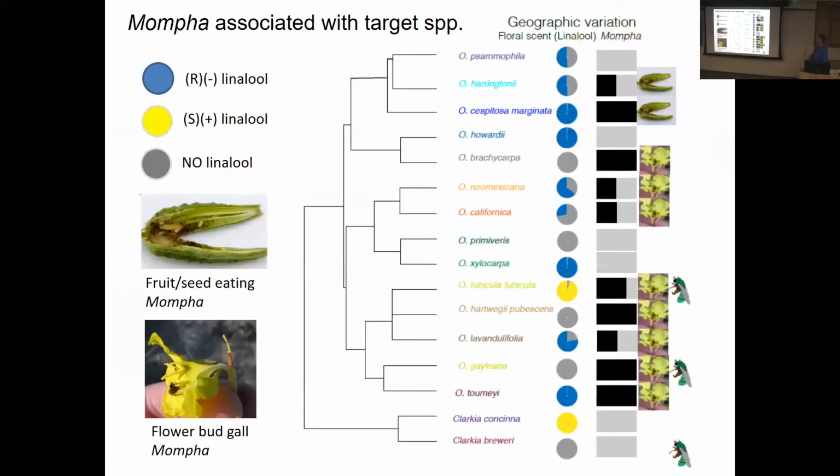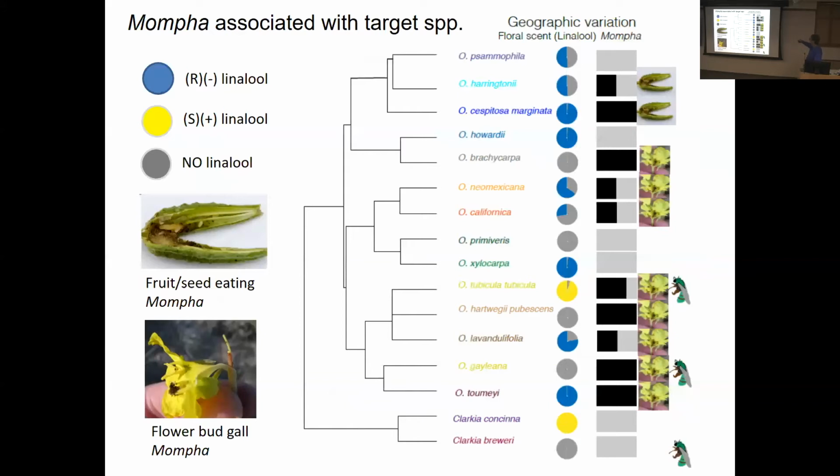Here's what Mampha does. So here are the same phylogenetic relationships. The pie charts, if they're blue, mean that species, at least in some populations, has R minus linalool, which we've been talking about all the time. If they're yellow, they've switched to S plus linalool, and we don't know what that means. It attracts moths, but we don't know if it attracts Mampha. Almost done. And if they're gray, they've lost linalool entirely.